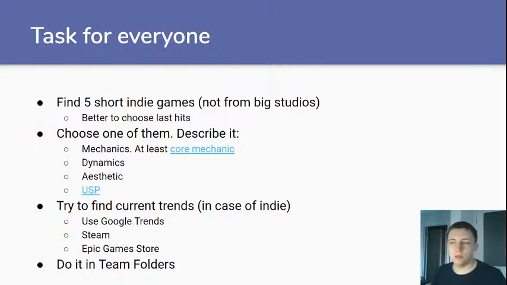Define your USP. Here is the link to understand what USP is, and the core mechanics also has a link. Try to find current trends in indie games. Use Google Trends for that, a really cool tool where you can write a word and see when it was popular. For example, if you write cyberpunk, I guess you will see a lot of requests during the last maybe 2-3 years.